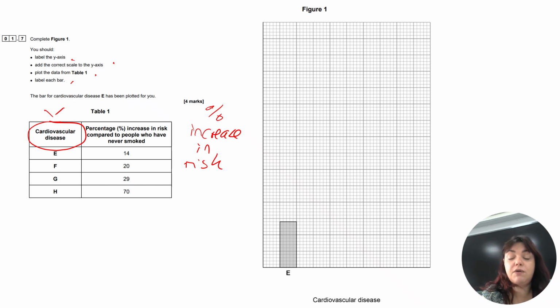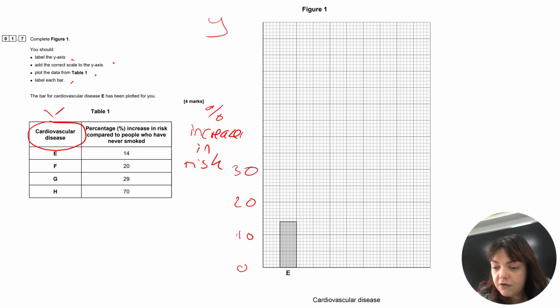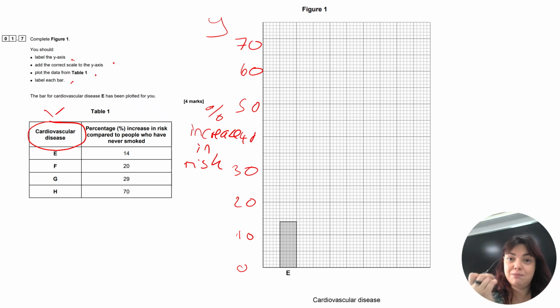Then you need to add the correct scale to the y-axis. Remember, this is the y-axis. For me, I do 0, then 10, 20, 30, 40, 50, 60 and 70. Of course, you will have done this in pencil and you'll be using a ruler. A bit difficult for me, but I'll try my best. The reason I've done that is because E has already been done for us, which is 14. That's pretty obvious because you've got the 10 line here, and then the 14 line there, which is just 1 down from 15, so that makes absolute sense.